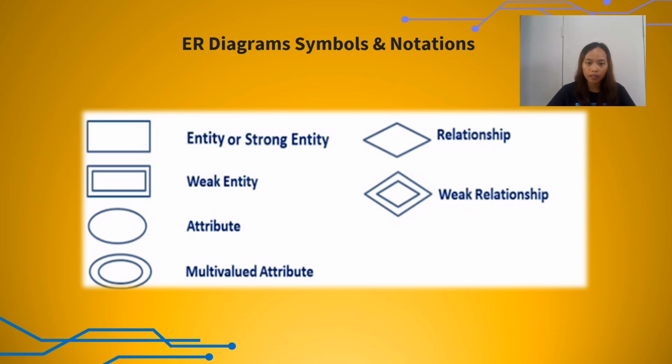Lines link attributes to entity types and entity types to other relationship types. Primary keys are attributes that are underlined, and double ellipses represent multi-valued attributes. The picture shows the detailed representation of these symbols.